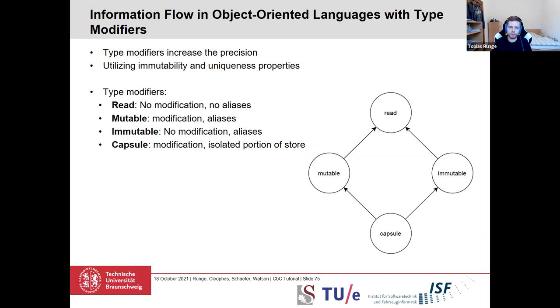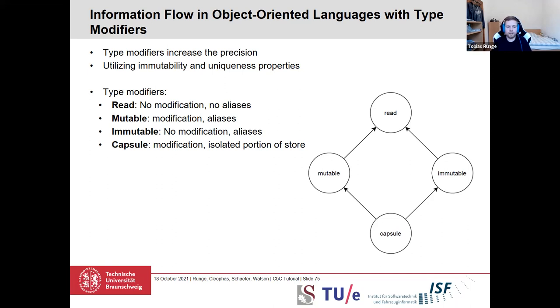Then we have the mutable one. There, everything is allowed. You can modify the object, you can have aliases, and information flow is harder to track. With immutable, we know that if the specific object was secure, we cannot change it, so any changes of the security level are no problem.